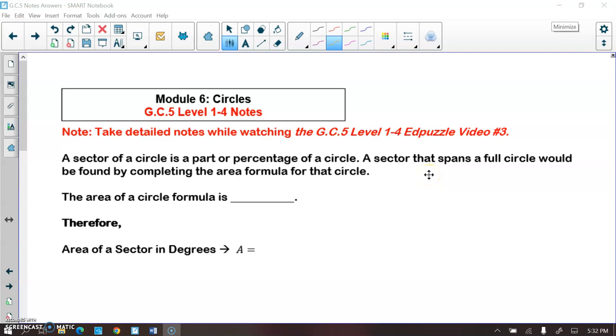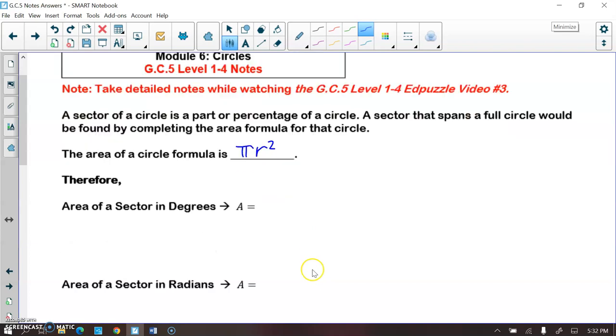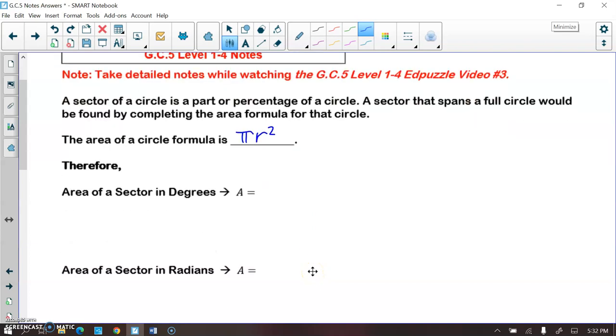A sector of a circle is a part or the percentage of a circle. Basically, we're talking about a percentage of the area of your circle. So if we are talking about a full circle, the area would be pi r squared. So therefore, if we're talking about the area of a sector, it's just a fraction of the whole circle's area.